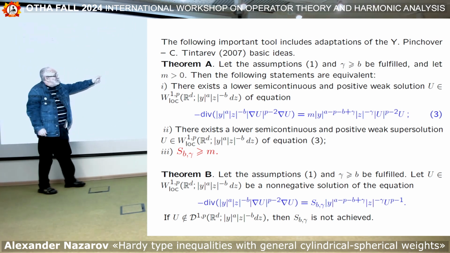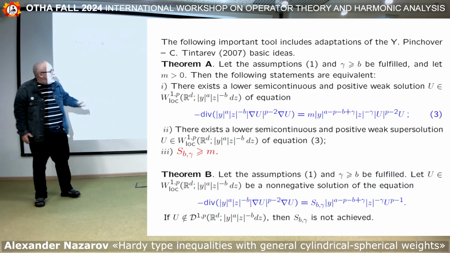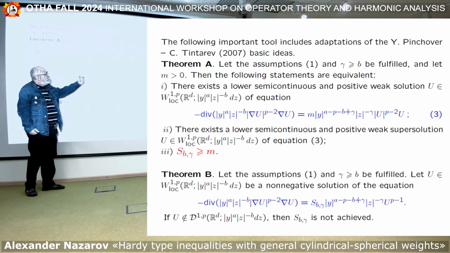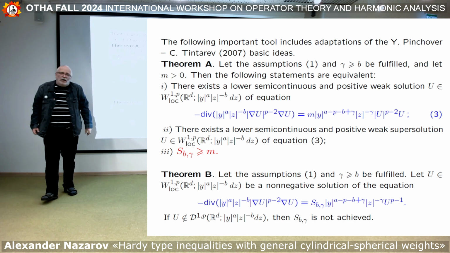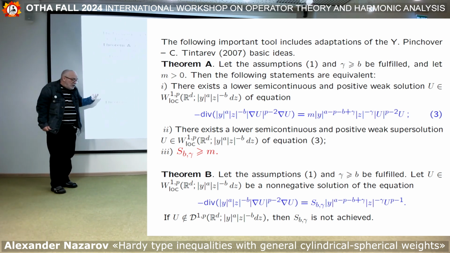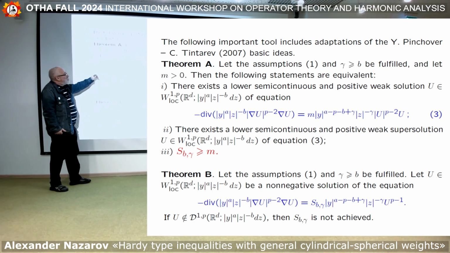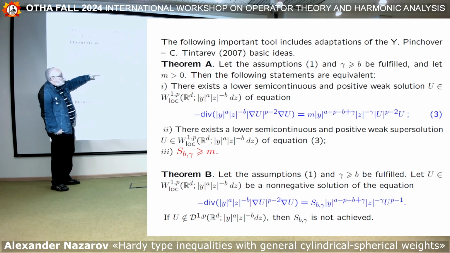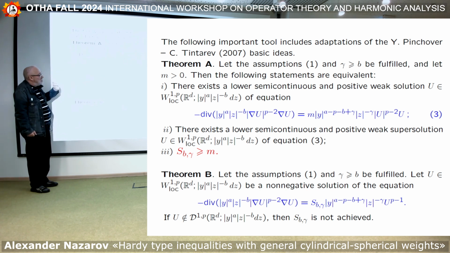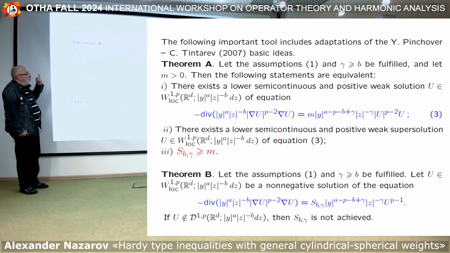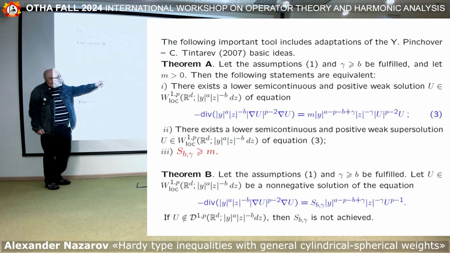Let's look at this equality with some positive constant m. It is the Euler-Lagrange equation for the minimizer, if this minimizer exists. It turns out that these three statements are equivalent. First, or the last, that the sharp constant is greater or equal than this m.